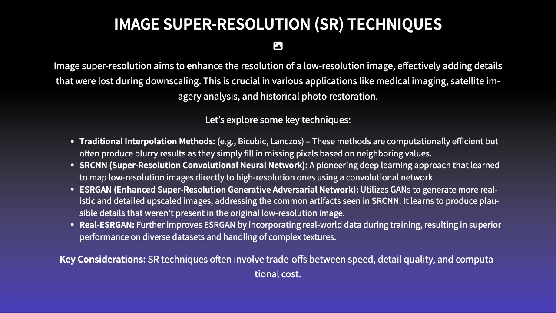Traditionally, we use things like bicubic or Lanczos interpolation, which are fast but can lead to blurriness because they just guess what pixels should be based on their neighbors. Then came SRCNN, a clever convolutional neural network that learned how to upscale images directly. More recently, SRGAN and Real-ESRGAN have really stepped up the game, using generative adversarial networks (GAN) to create much more realistic and detailed results. They're better at adding details that weren't actually in the original image.